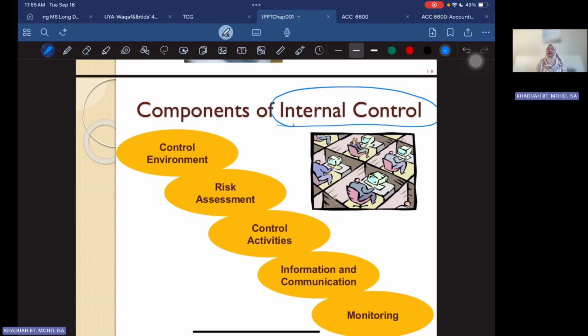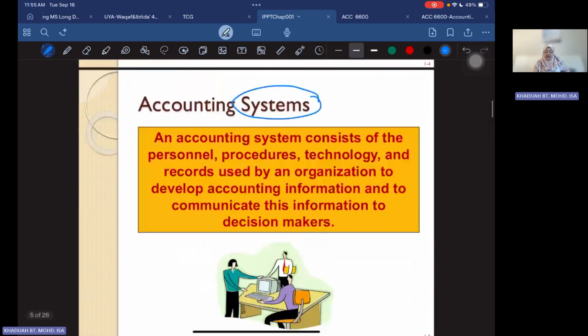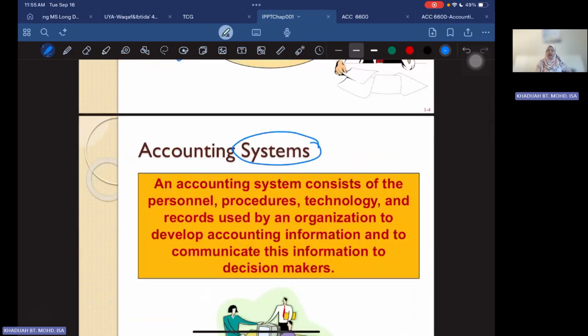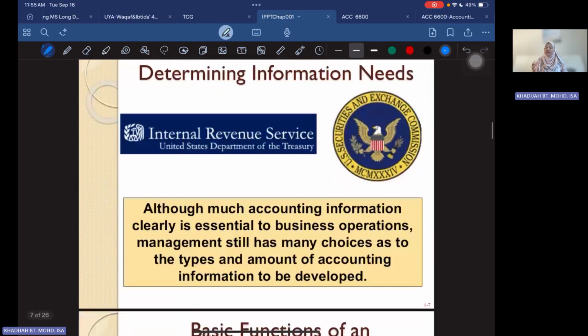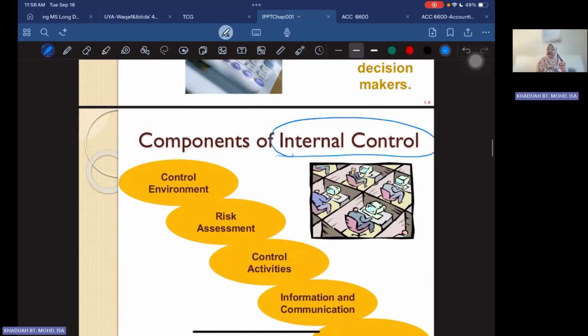And then another part of accounting is what we call internal control. So why do we need internal control? Because in accounting, remember just now we talked about the system. What is the accounting system? It encompasses personnel, procedure, technology. All these things require some kind of check and balance. So that's why we need an internal control to ensure that the system is in place.